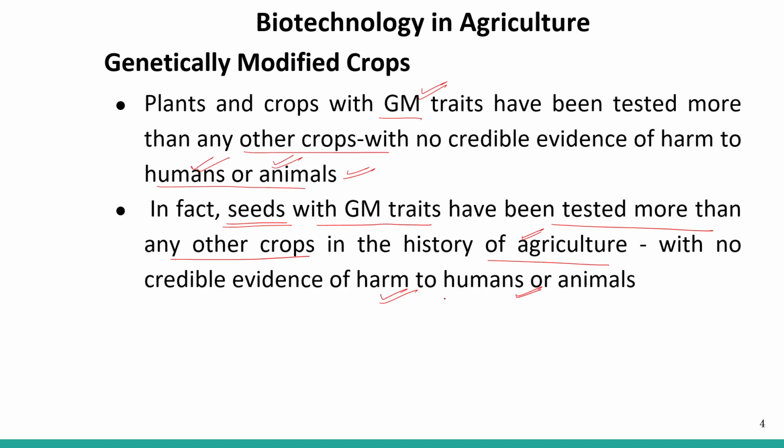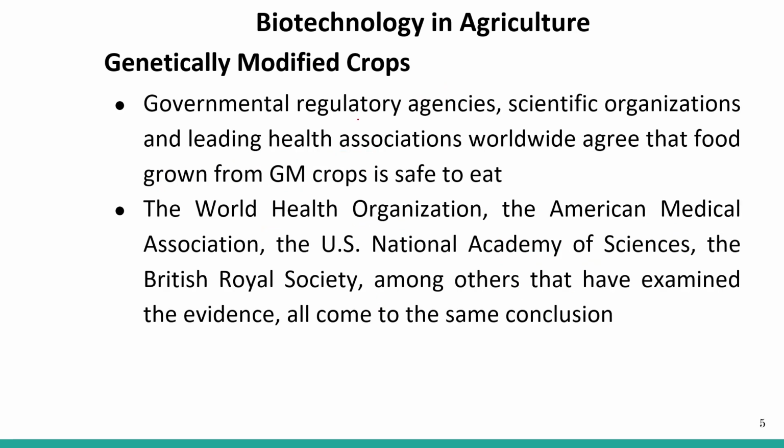So why has this been done? So that they should not harm animals, humans, or even our environment. Now we are talking about the governmental regulatory agencies that certified that these GM crops are not going to harm in any way. The governmental regulatory agencies, scientific organizations, and leading health associations worldwide agreed that food grown from GM crops is safe to eat. So we can eat these genetically modified crops because they are not going to harm in any way.